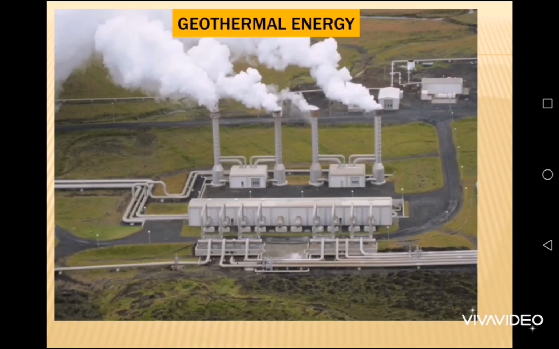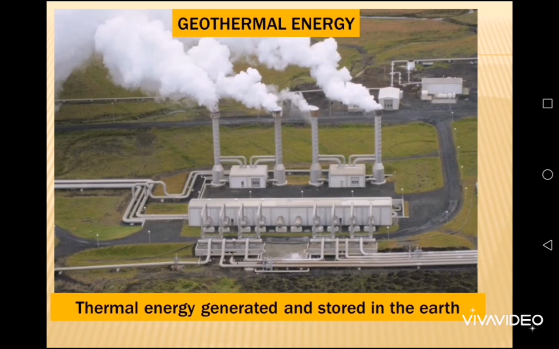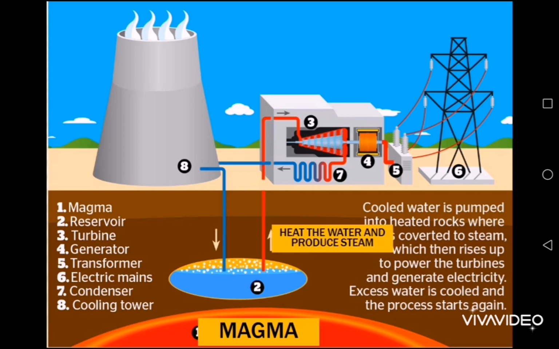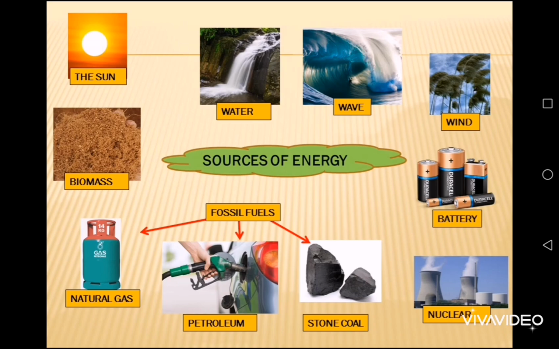Some countries use geothermal energy to produce electricity. Geothermal energy is thermal energy generated and stored in the earth. Beneath the surface of the earth, there is magma. Magma is very hot and can be used to boil water. This will produce steam to rotate the turbine, and then electricity will be produced and transmitted to houses, buildings, and so on. Please remember everything that we have learned today.